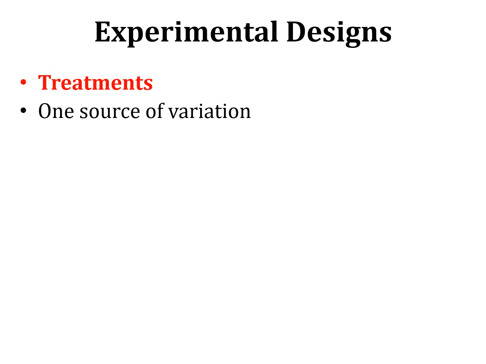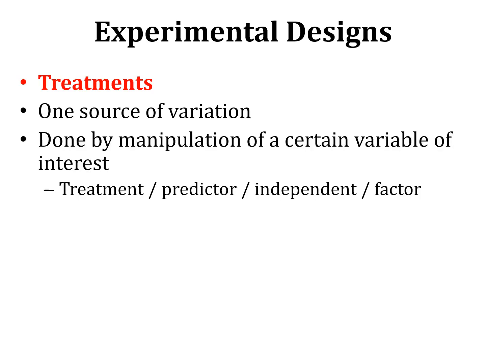Now let's talk about the sources of variation independently. The first source of variation is the treatments, right? Treatment is a source of variation, and this is deliberately introduced. This is done by manipulation of a certain variable of interest, and this is known as the treatment variable, or the predictor variable, or independent variable, or factor. These are different names for the independent variable, and we apply its different treatments on different experimental units.